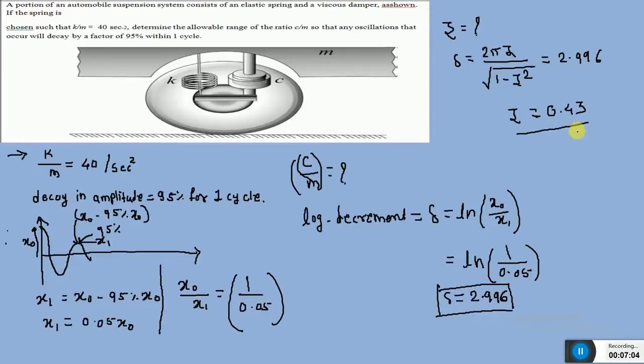Okay, and from zeta we can find out the ratio C by M. So we will use the formula for zeta in terms of C and Cc, which is equal to C divided by Cc. So this ratio C by M is equal to 0.43 into 2 into omega n.